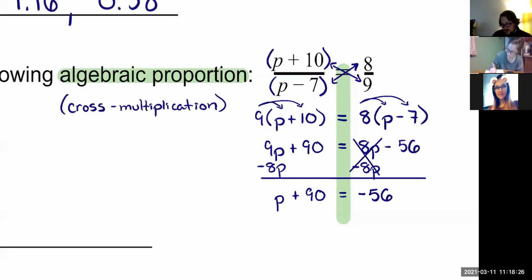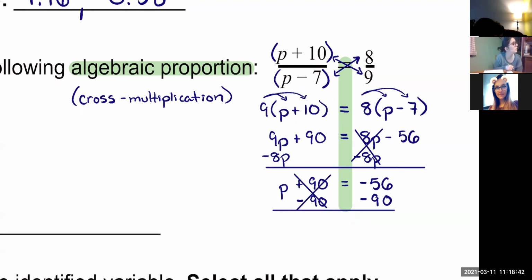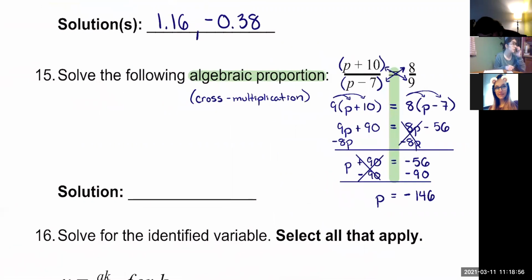Now I can't actually add p with 90. But I do want to get the 90 away, so I subtract the 90 to make it disappear from the side with p, which leaves the p by itself. And then negative 56 take away 90, I believe, is negative 146. At this point, students are like, oh, that's way too big of a number. No, it's not. p equals negative 146.